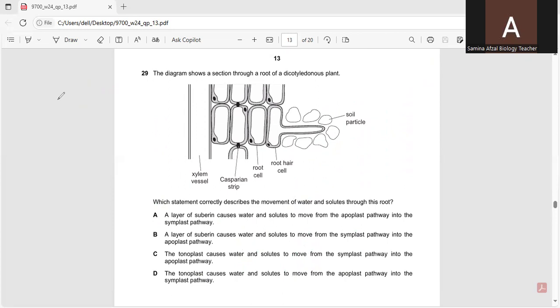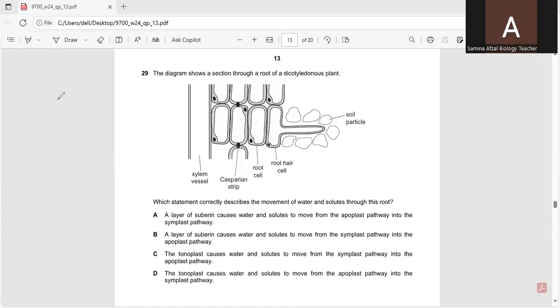The diagram shows soil particles, root hair cell, root cell, Casparian strip and xylem vessel. Option A: a layer of suberin cells causes water and solutes to move from the apoplast pathway into the symplast pathway. The difference is between these two types of pathways, the symplast and apoplast pathway.